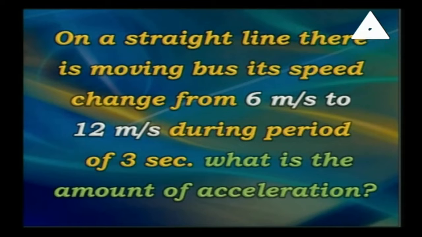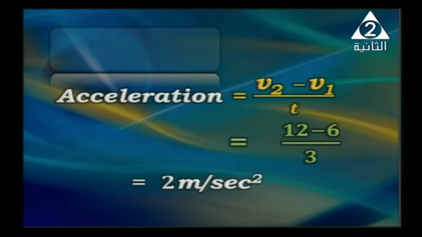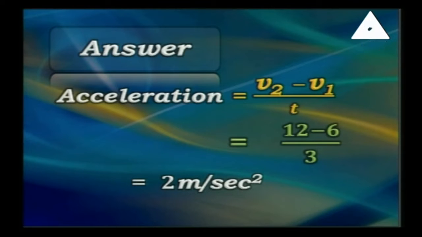Calculate the acceleration. We have two values of speed, 12 and 6. The first one is always the initial speed and the second one is the final speed. So we have 12 minus 6 equals 6. The acceleration is v2 minus v1 divided by t, so 12 minus 6 divided by 3 equals 2 meters per second square. Because 6 divided by 3 equals 2 meters per second square. This is about acceleration and this problem.